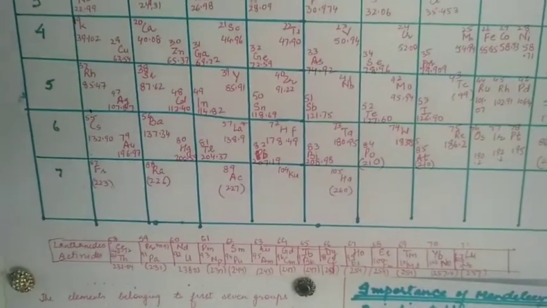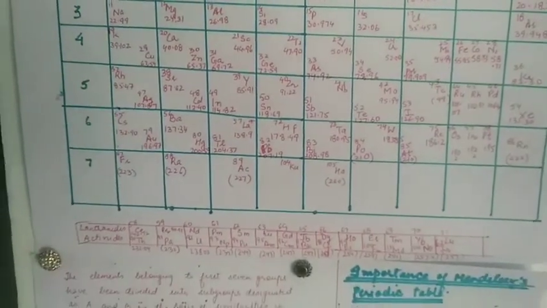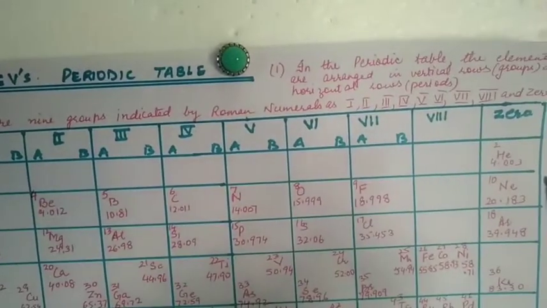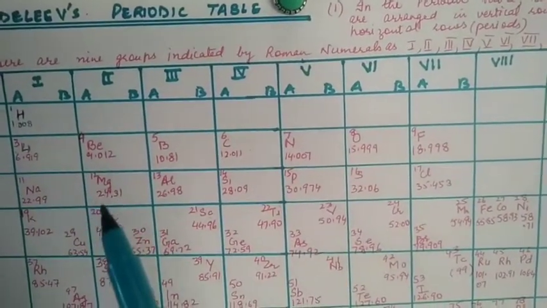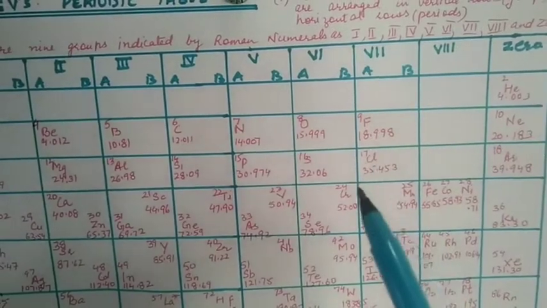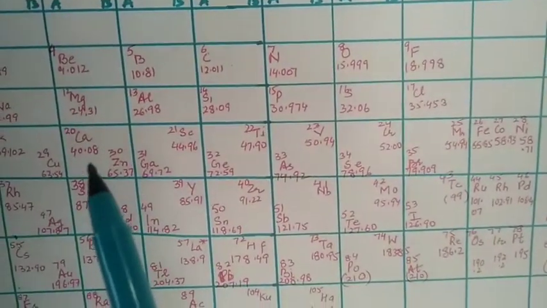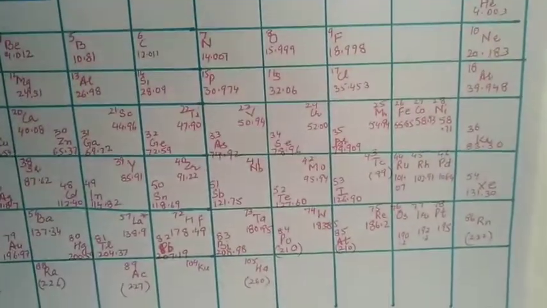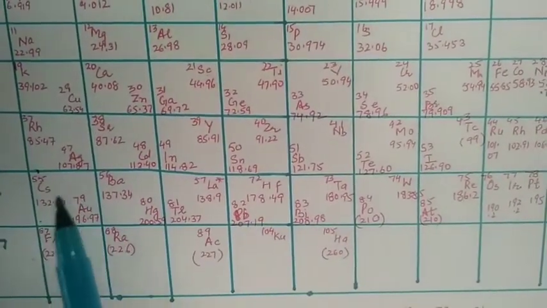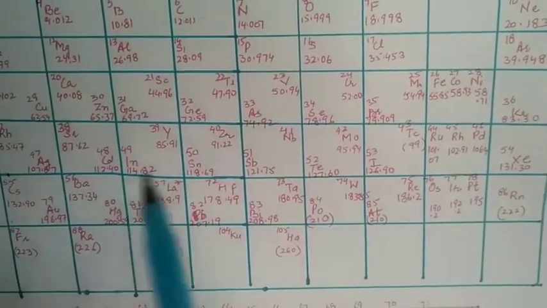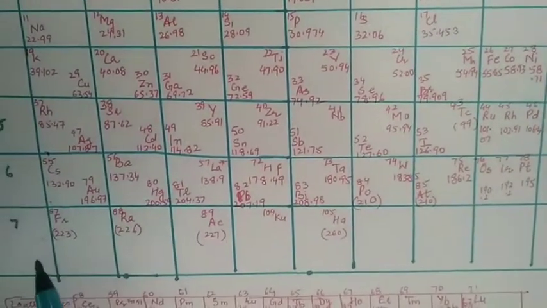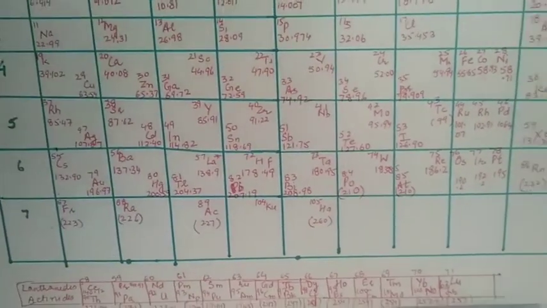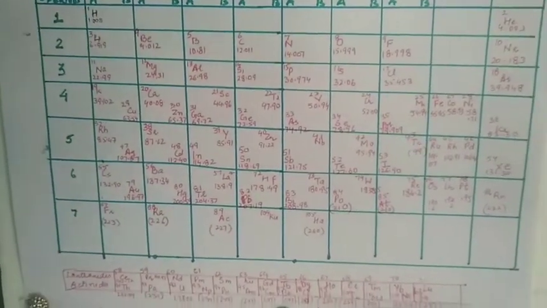The periods contain different numbers of elements. The first period contains 2 elements. It is called the shortest period. Second and third have 8 elements each. These periods are called short periods. Periods 4th and 5th have 18 elements each. These are called the long periods. Period number 6 has 32 elements in all, so it is called the longest period. And period number 7 is yet incomplete because a number of elements are yet to be filled.